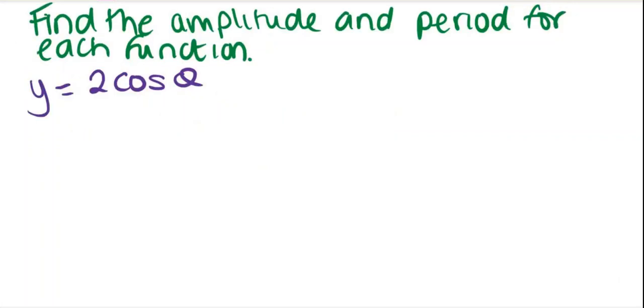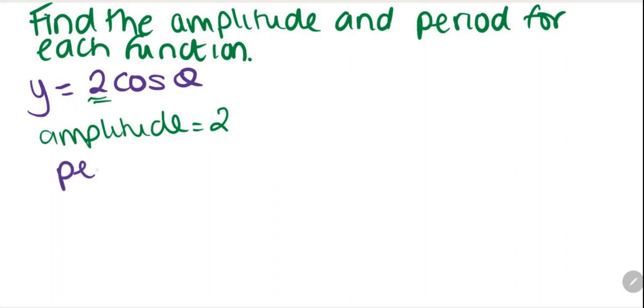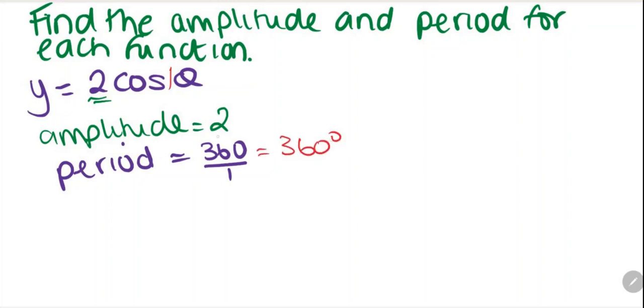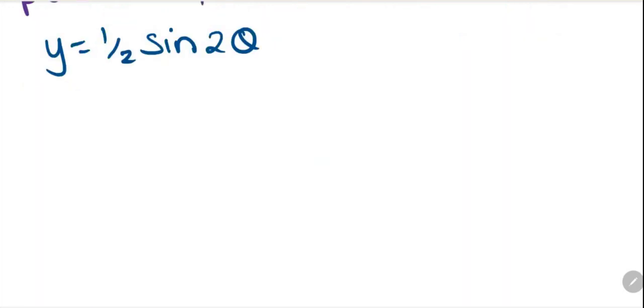Okay, so we have a question here: y is 2 cosine theta. So the amplitude is 2, and the period is 360 divided by 1, because this is 1, and the period is 360. So we have an amplitude of 2 and a period of 360.